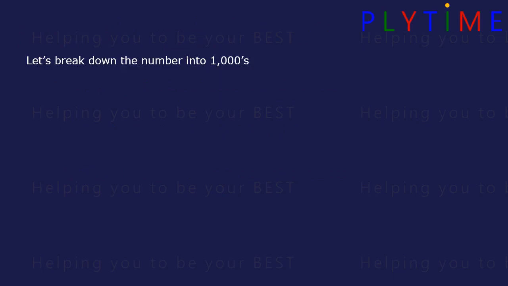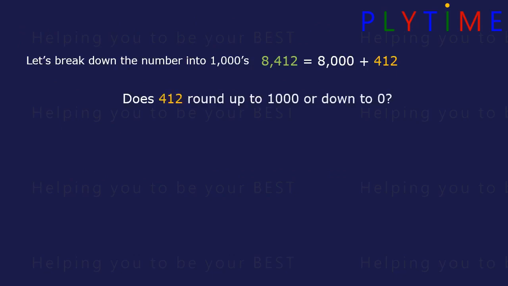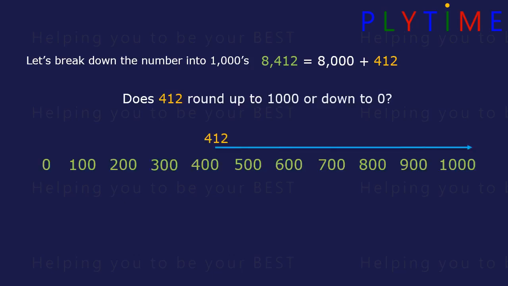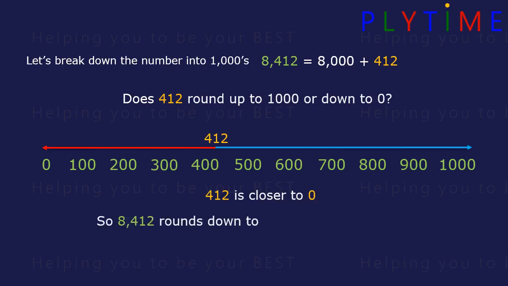Let's break down the number into thousands. It's the same as 8,000 plus 412. Now we say, does 412 round up to 1,000 or down to 0? On our number line, 412 is closer to 0, so it would round down. So 8,412 rounds down to 8,000 plus 0, or 8,000.